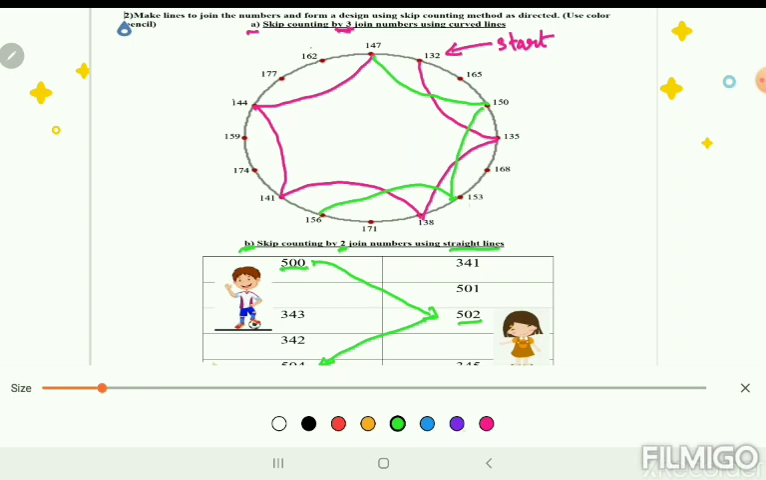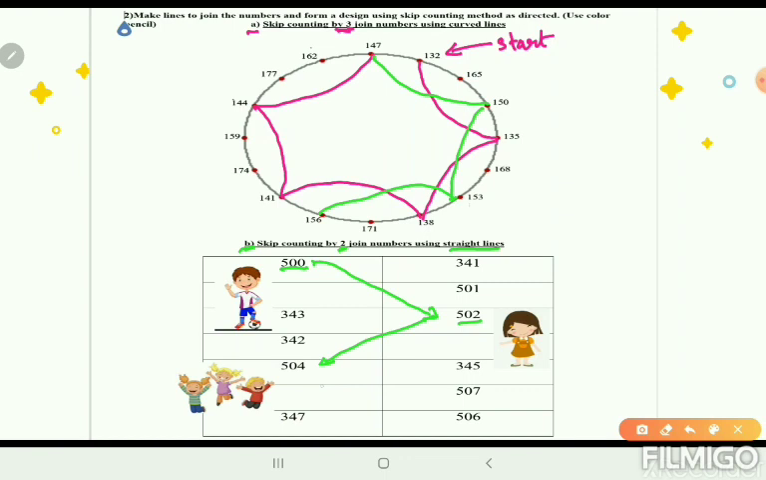Okay, so next you can start with 341, skip count by 2. After 341 you will get 343. So where is 343? Here. So you join it like this. After 343, skip count by 2, 345, join it like this. Form a pattern, complete it till here.